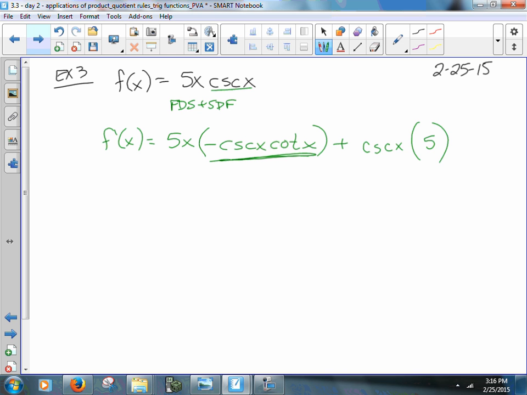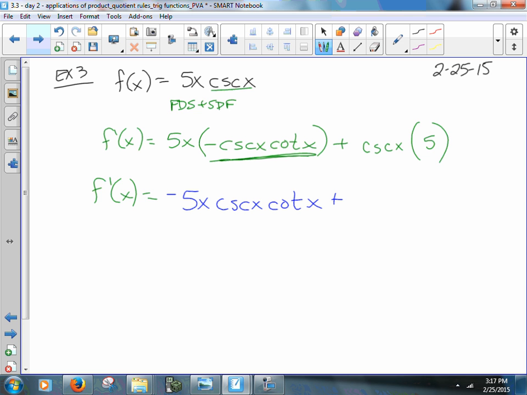Okay? All right, so let's clean this thing up. How do I clean that first piece up? Distribute? Do I multiply it to the cosecant and to the cotangent? No, just all of it. So I'm really just multiplying it together, right? I'm kind of just smushing it, but it's a positive and a negative, which is a negative 5x.